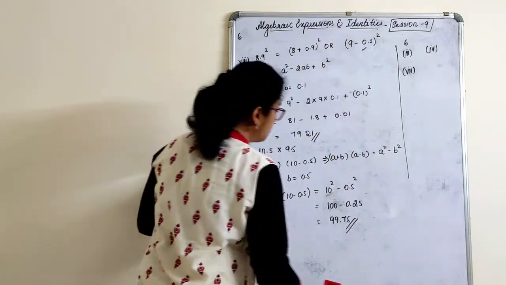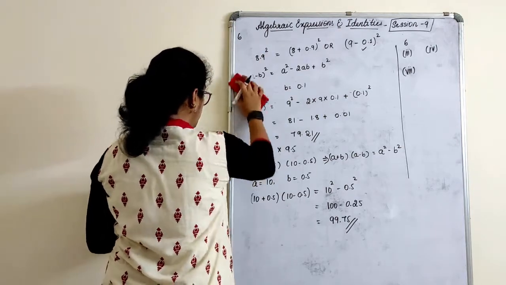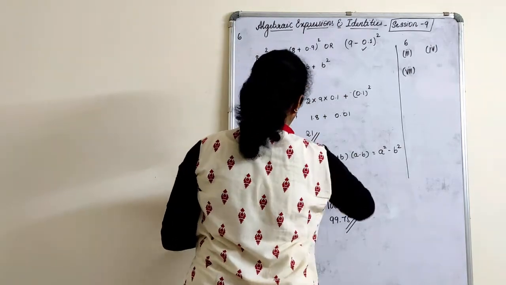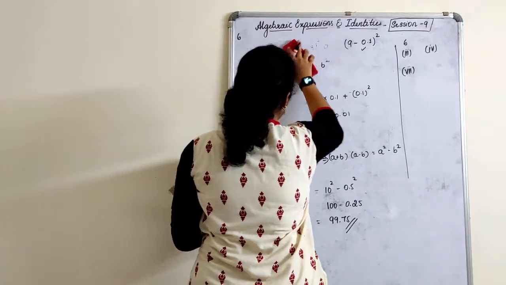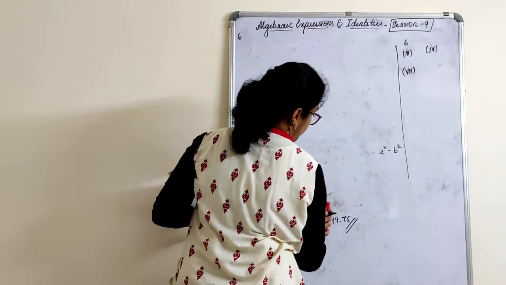Next main is simple. It's again the same type. They have directly given which identity you have to apply. Usually it will not be mentioned. So decimal sums I'll solve here. Except the decimal sums I'll mark for homework.